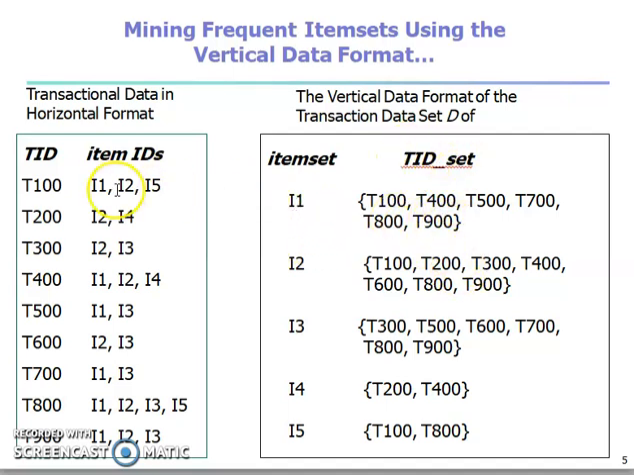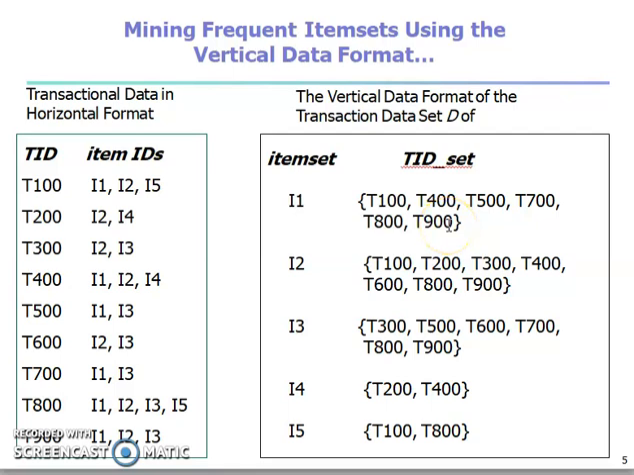For example, take I1 in this table. It is present in transaction ID 100 as well as 400, then 500, then 700, 800 and 900. All these transactions are taken and put over here: transaction ID 100, 400, 500, 700, 800, 900.